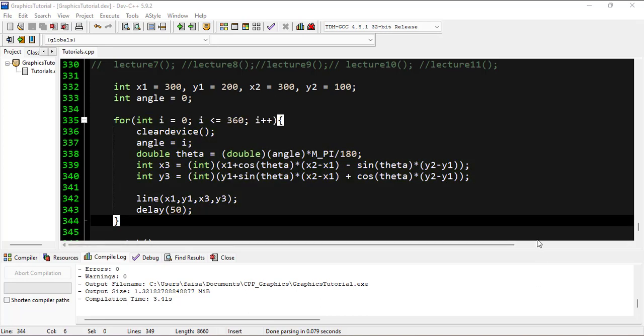So this was our today's lecture number 12, and we are heading toward the end of the course, and in the next lecture we will see how we can rotate a line from its center position, right?